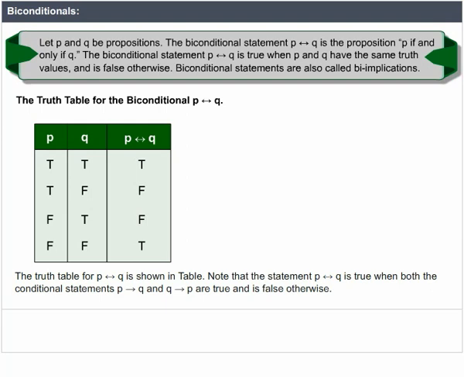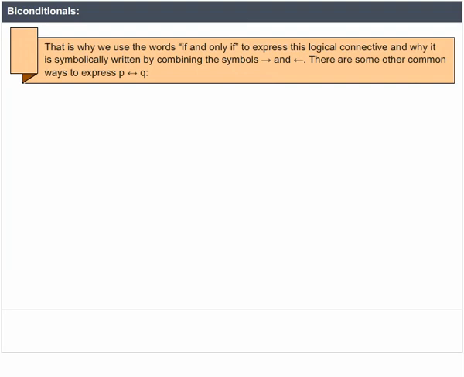Note that the statement P if and only if Q is true when both the conditional statements P implies Q and Q implies P are true, and is false otherwise. That is why we use the words "if and only if" to express this logical connective, and why it is symbolically written by combining the symbols implies and implies.